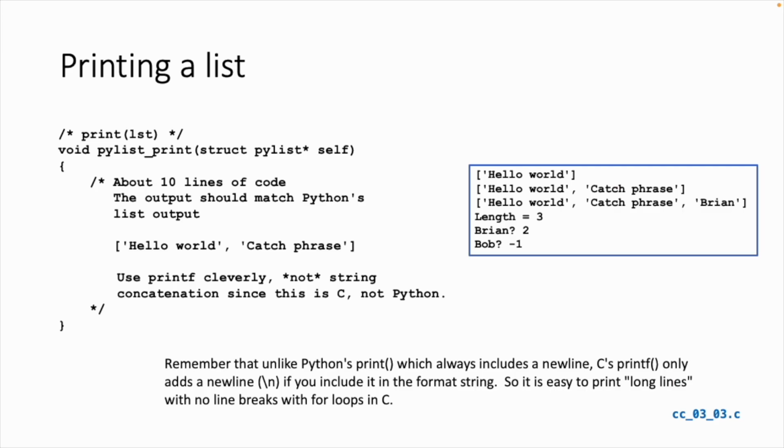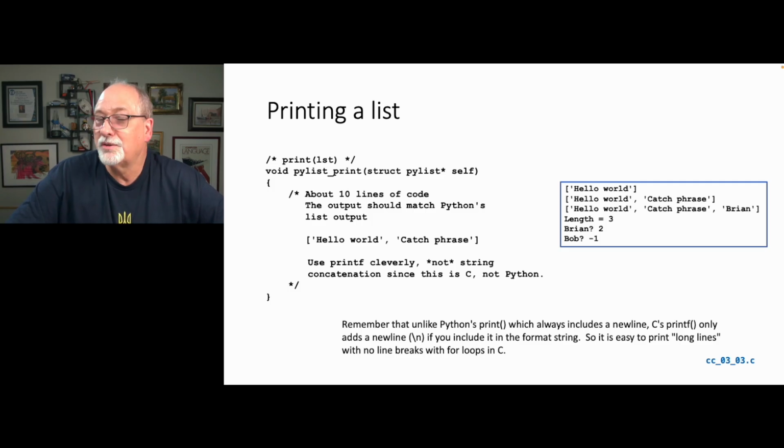But the one thing I want you to do in this one is I want you to make the list output, instead of it being dump, you'll notice I called this one print, not dump. And I want it to look exactly like Python's list output, which means it's got an open square brace, it's got the strings in single quotes, comma space in between them, etc. And don't try to use string concatenation to do this, because you're in C, you're not in Python. You don't even know how long these strings are going to be.